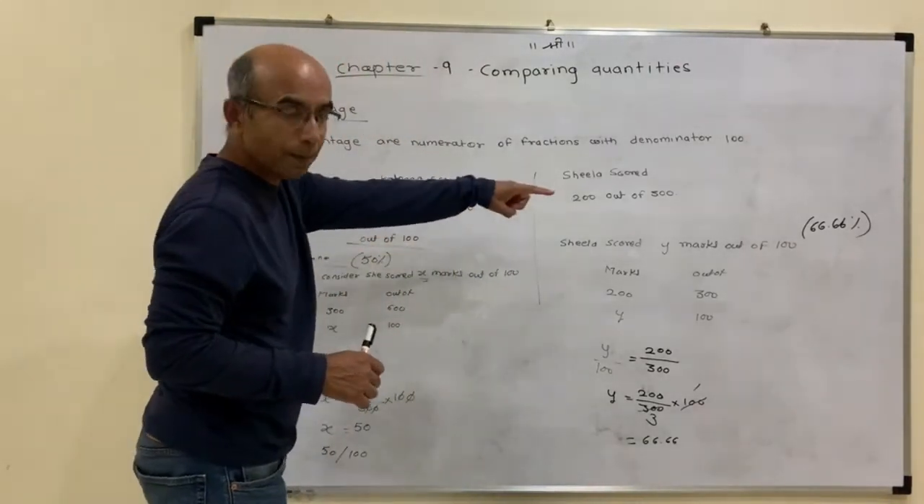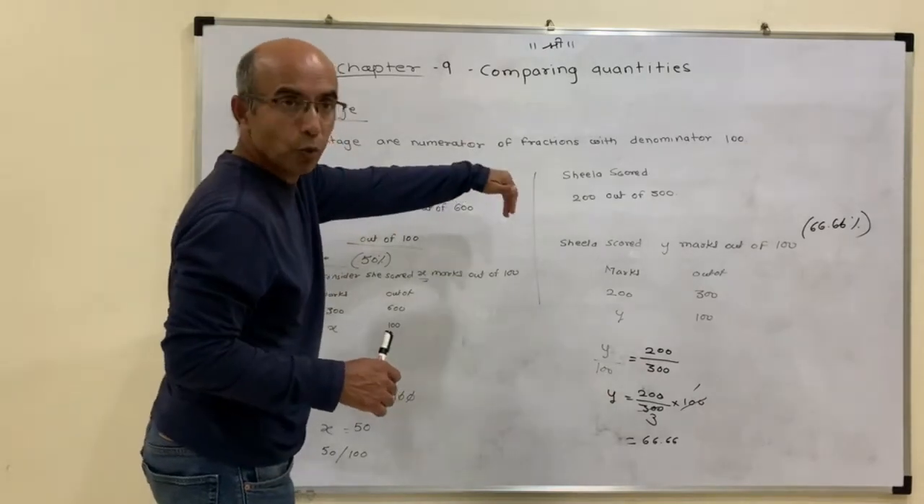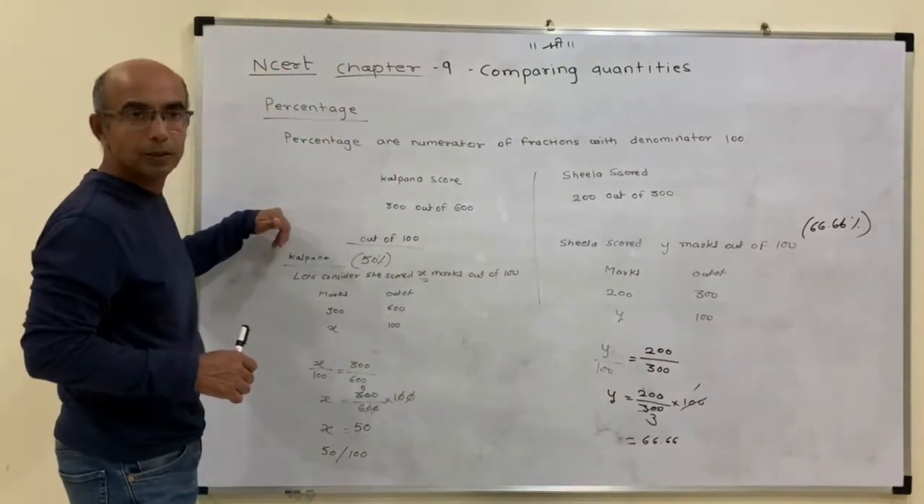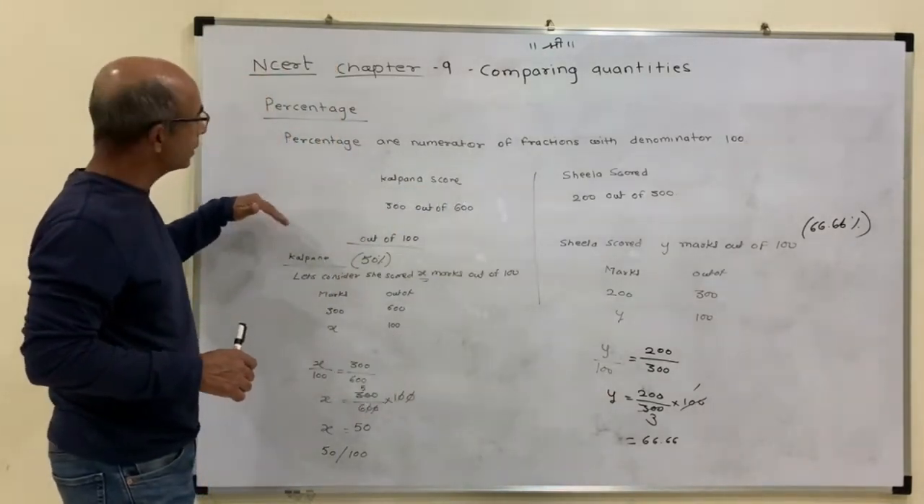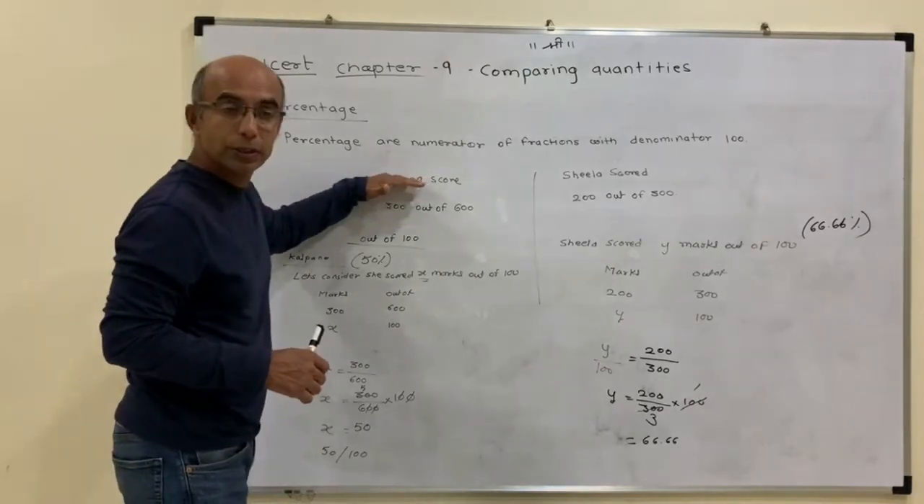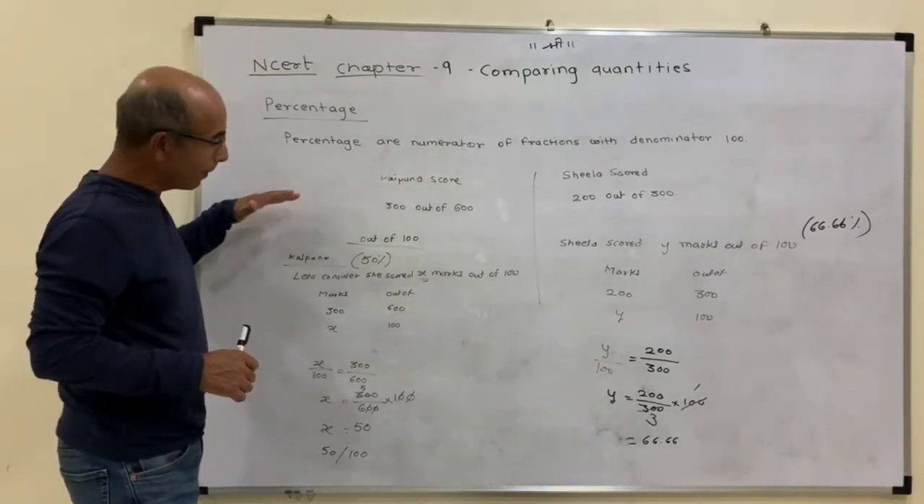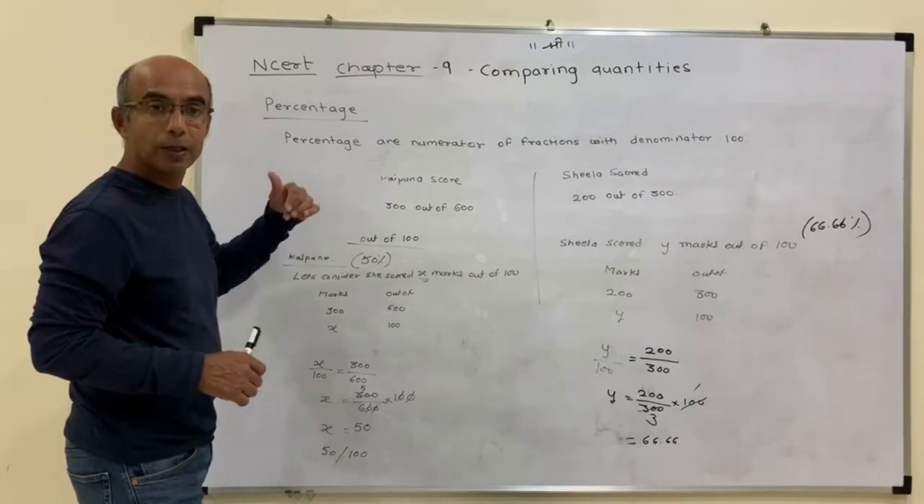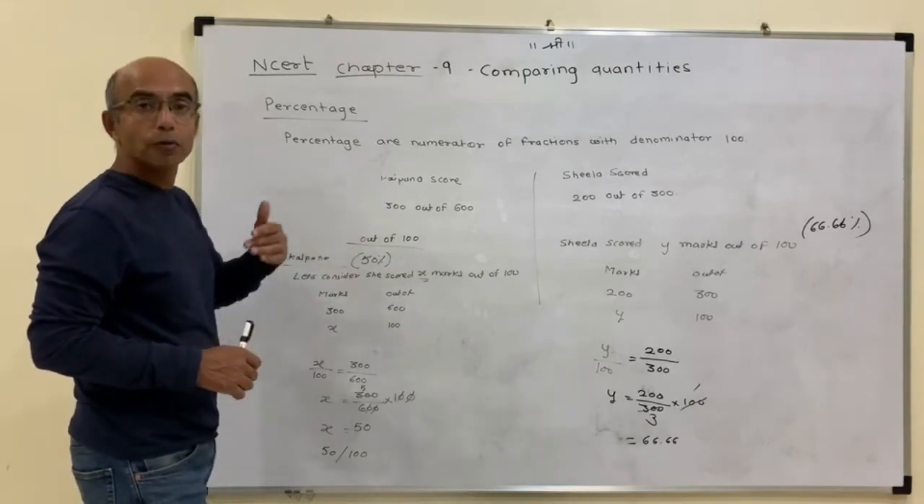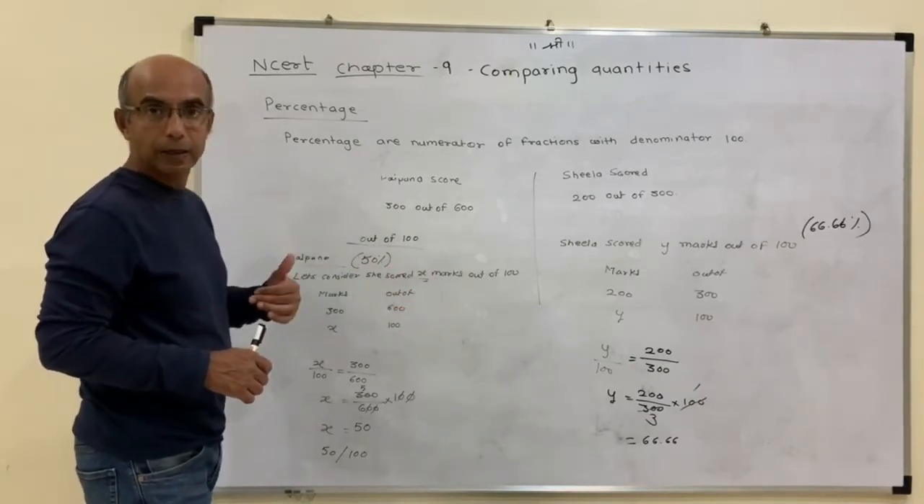Now see, in actual total number of marks Kalpana scored more. But if you look at the percent, Sheila scored a higher percent compared to Kalpana. So that's the reason percentage is mostly used to compare quantities and to find the proportion, or the value out of 100, of anything.